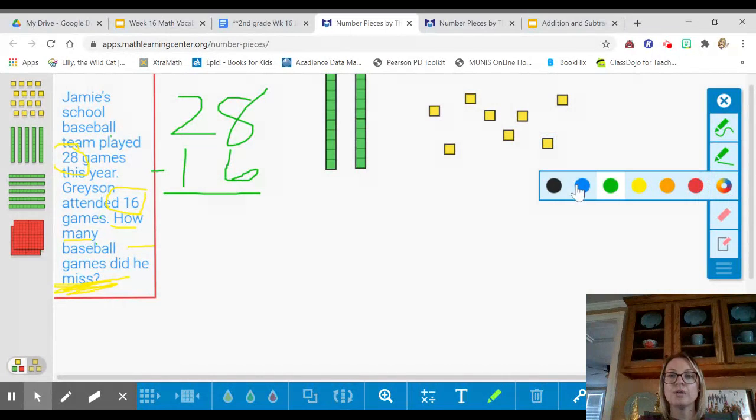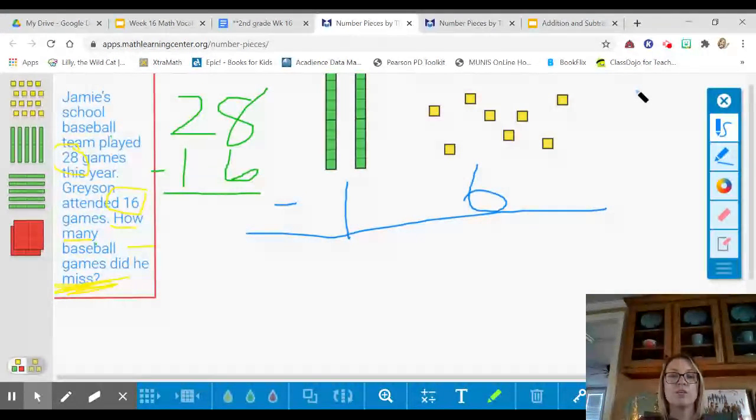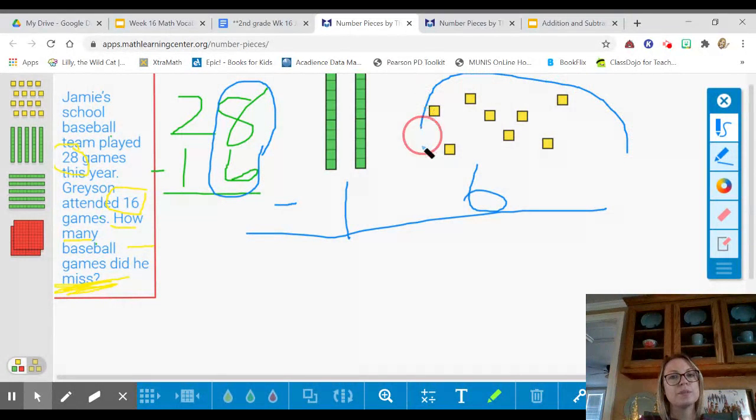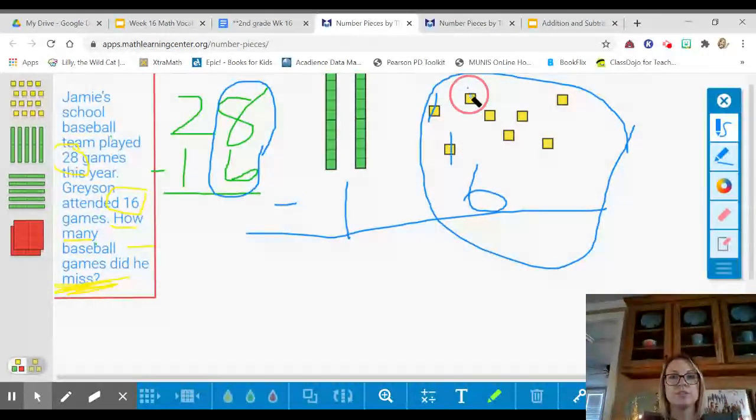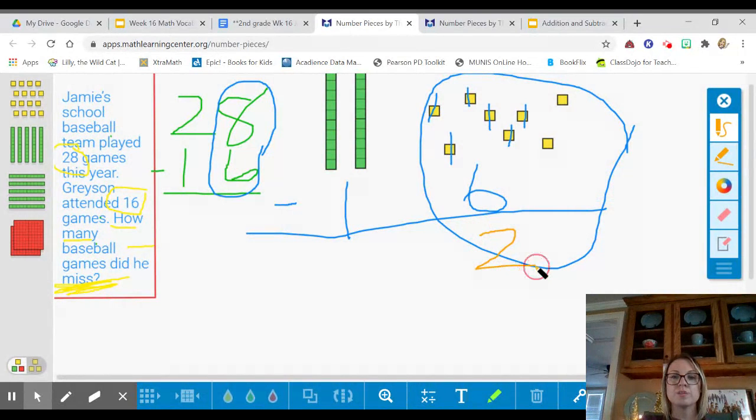Now I'm going to come below it and write my smaller number. So I'm going to subtract 16 from what I have. Okay, boys and girls? And where do we always start? Ones place. That's right. Always starting in that ones place. So I'm going to take 6 ones away from what I have. 1, 2, 3, 4, 5, 6. And now I can see how many I have left. 1, 2. So I'm going to put 2 in the ones place.